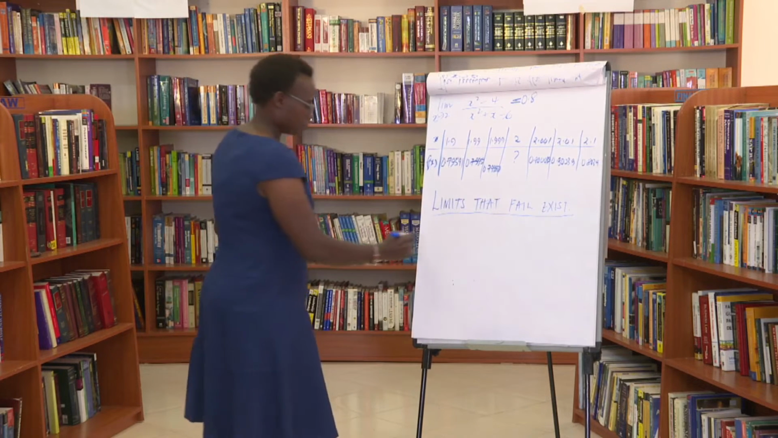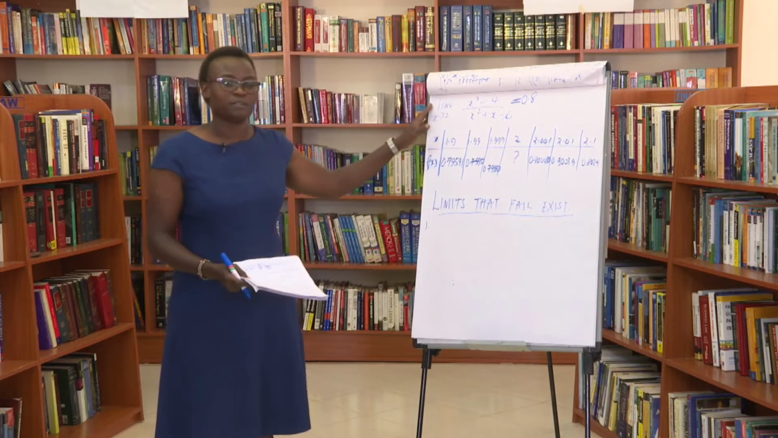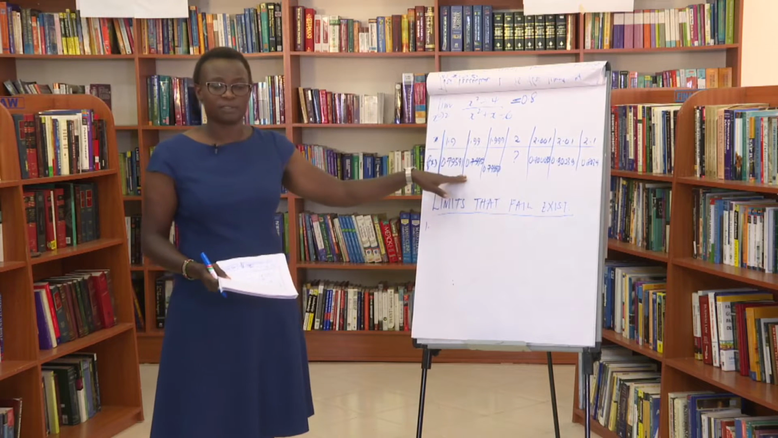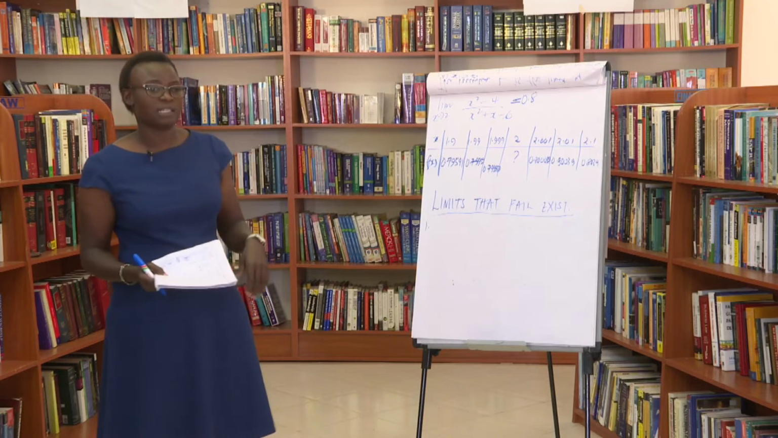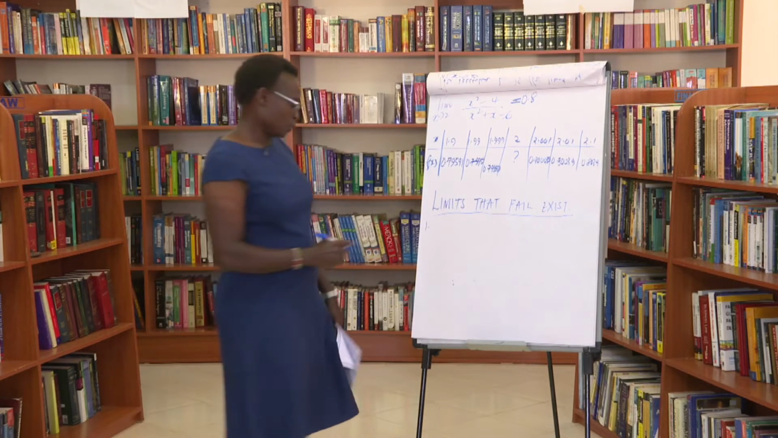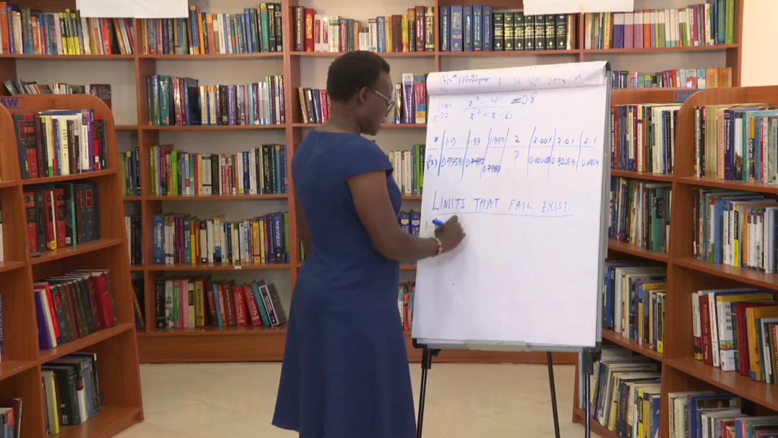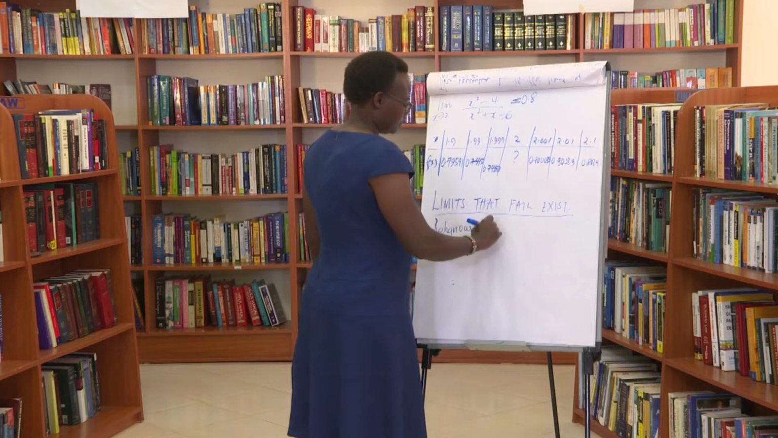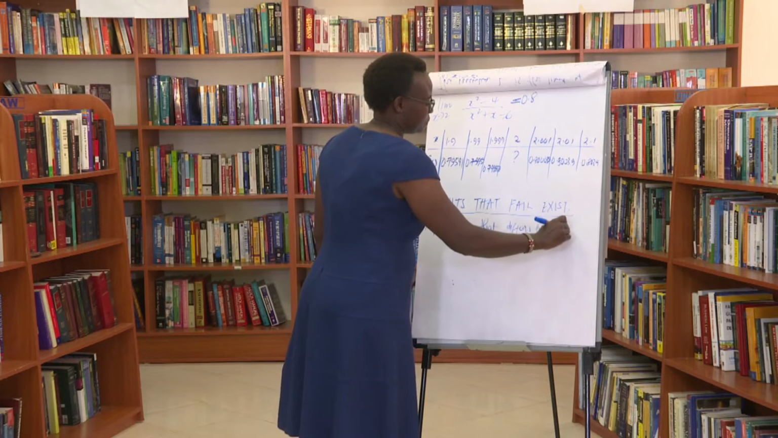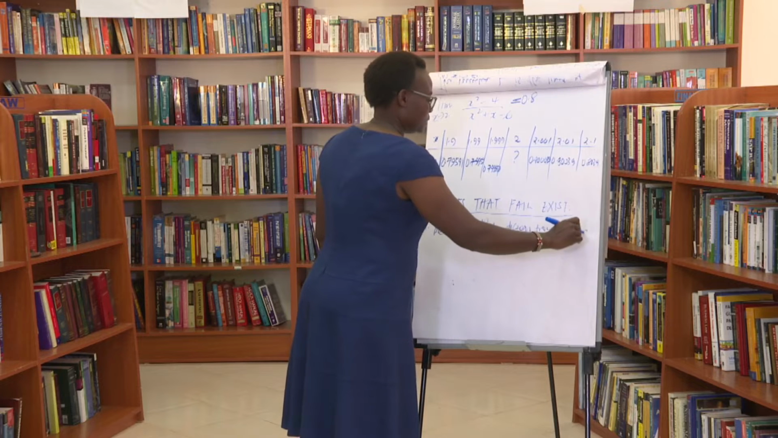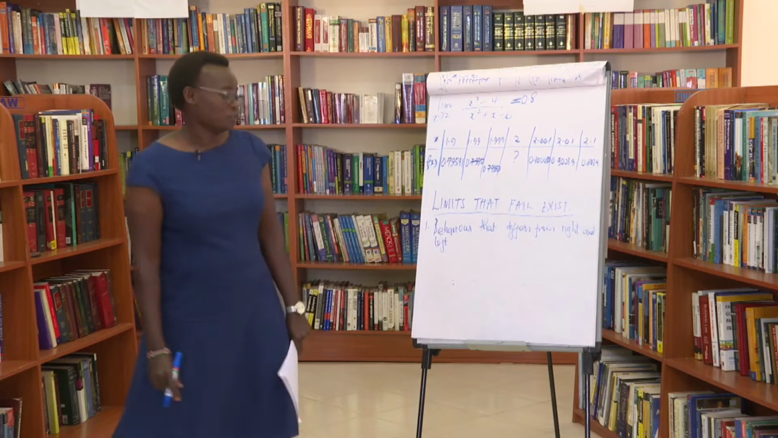The first one is what goes contrary to what we have seen. We have seen that for the limit of a function to exist, the behavior from the right should be the same as the behavior from the left. So if it goes contrary to that, we can say behavior that differs from right and left.